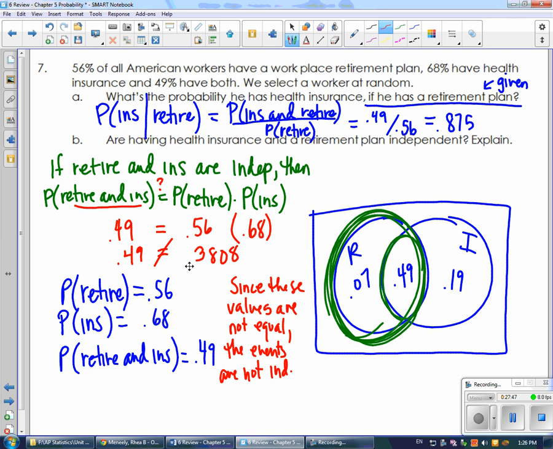Okay. You could also do this using the conditional rule. For example, since I just found the probability of having insurance given retirement plan is 87.5%, if the two events were independent, then this number should be the same as the probability of having insurance, because knowledge of the retirement plan shouldn't change the outcome. And since those two probabilities are different, that's another way to conclude that the two events are not independent. If you wanted to show that they are independent, then you'd have to actually show it both ways. But if you're able to show that one of them doesn't work, then you know right away that they're not independent.